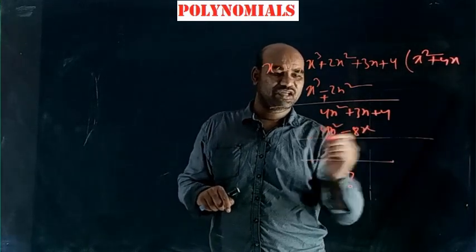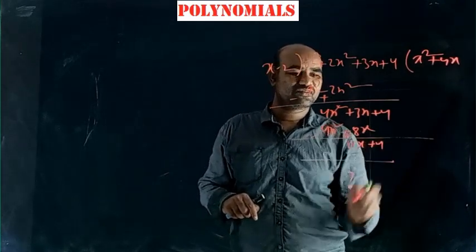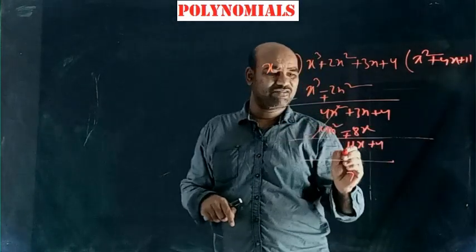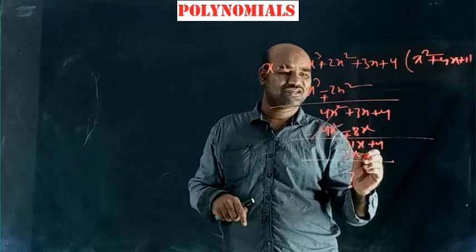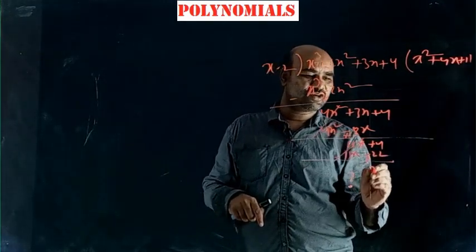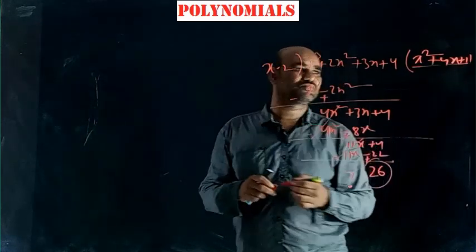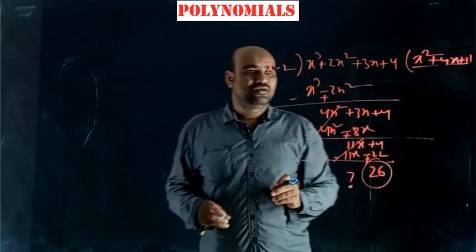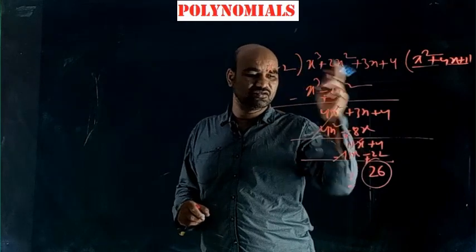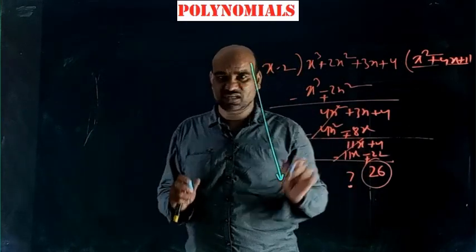So adding up, minus plus cancel, and we get 11x plus 4. So plus 11 is the next term. Now 11 times x minus 2 gives 11x minus 22, and minus plus, these two get cancelled. So what will we get here? 26 is the remainder and x square plus 4x plus 11 is the quotient. That means x cube minus 2x square plus 3x plus 4 divided by x minus 2 leaves 26 as the remainder. So by using the long division method, you can find the remainder.